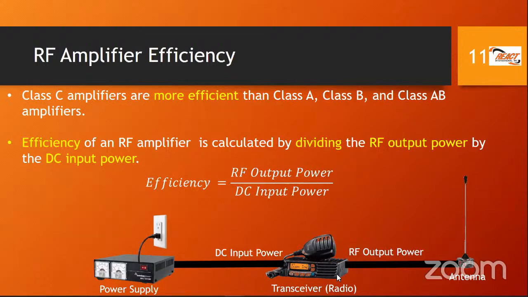So let's say this output power is 50 watts or something like that, and let's say this input power is 100 watts. So you can have an input power of one value and an output power of another value. And when you divide them, you put the RF output power in watts divided by the DC input power in watts, and you get the efficiency. So that's how you calculate efficiency for RF.